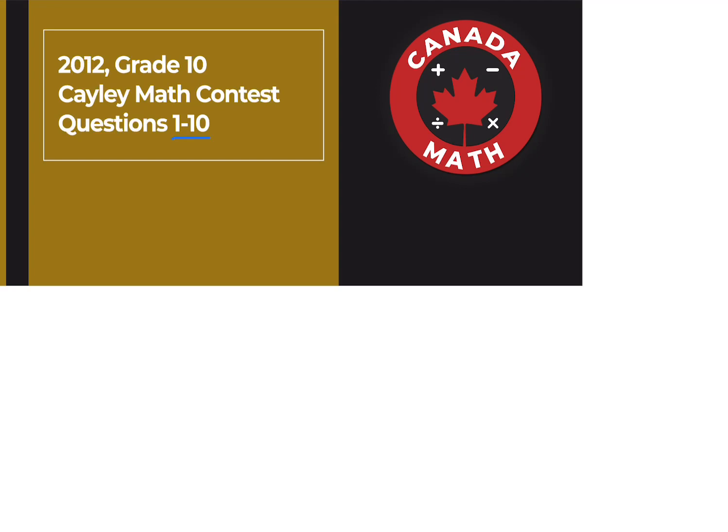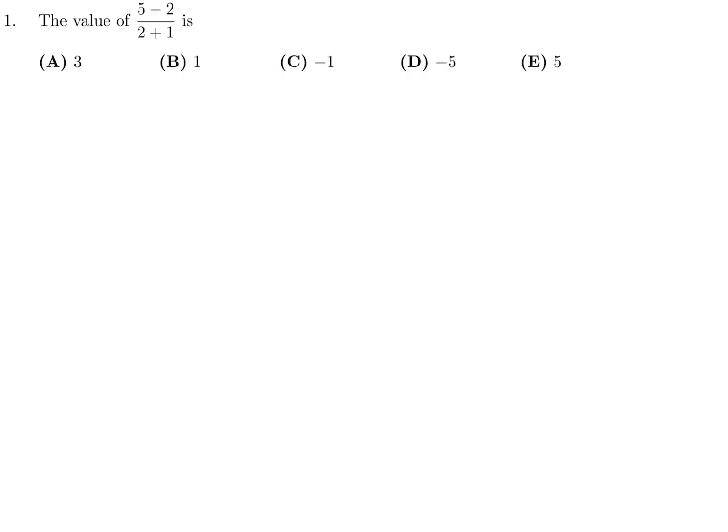Questions 1 through 10 on the 2012 Grade 10 Cayley Math Contest. The value of 5 minus 2 over 2 plus 1 is, the numerator here is 3, the denominator is 3, and 3 over 3 is equal to 1. So number 1, the answer is 1, and that is choice B.